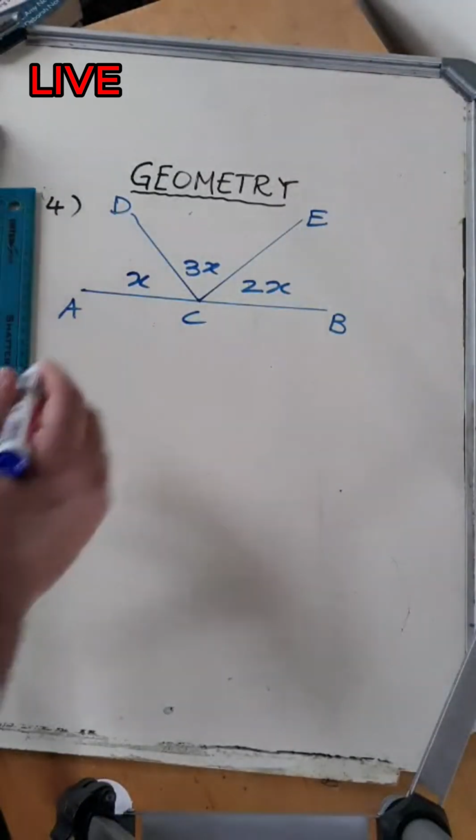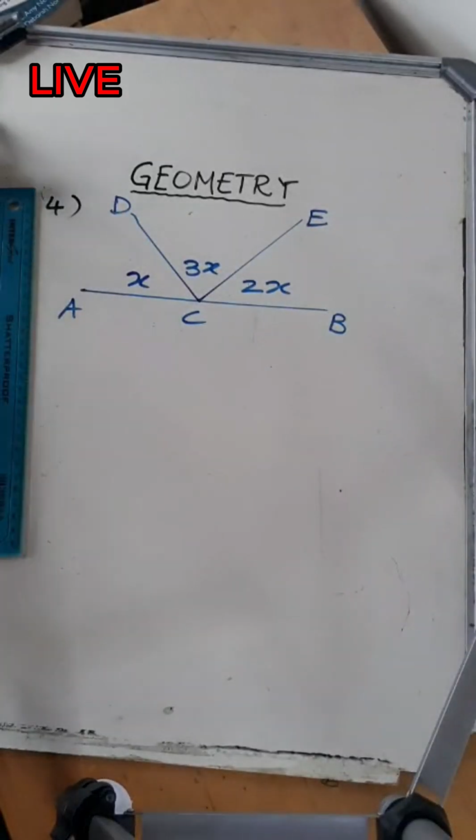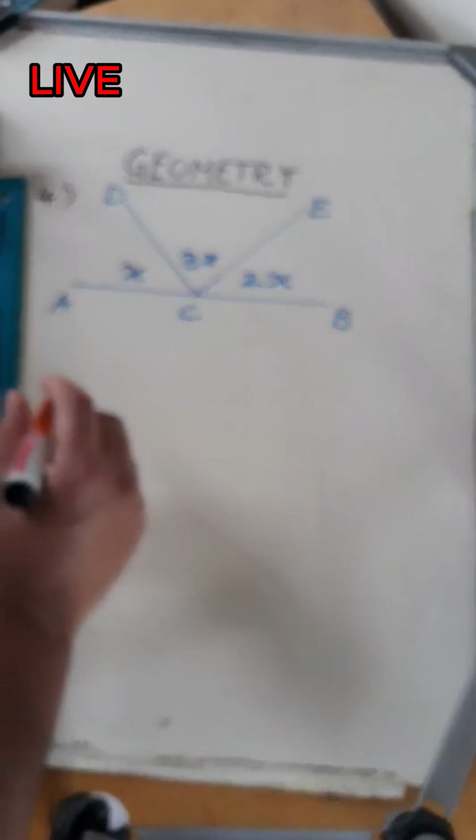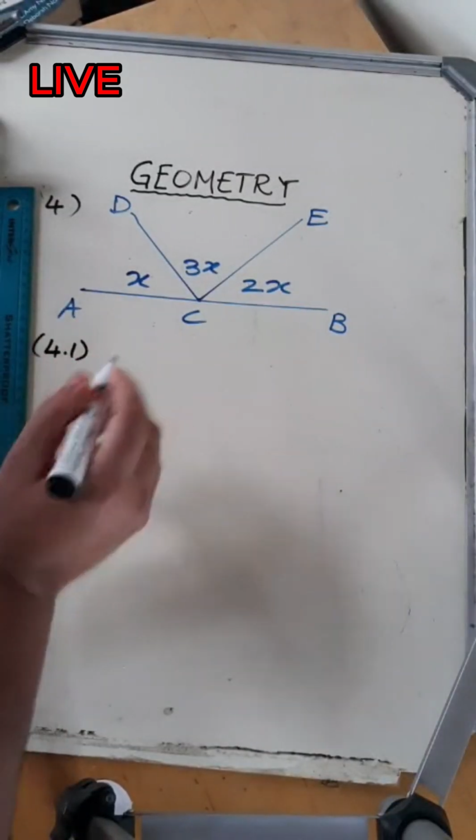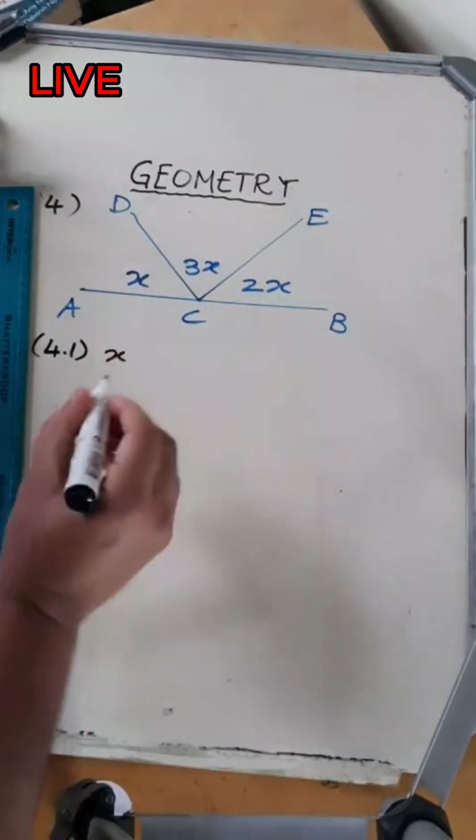The first question is, what is the value of x? Okay, that's 4.1. So I'm going to do it here, 4.1. Right, what is the value of x?